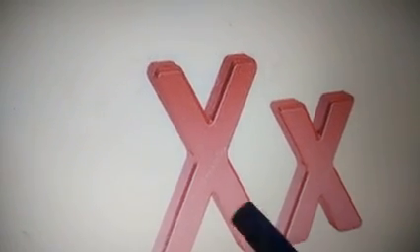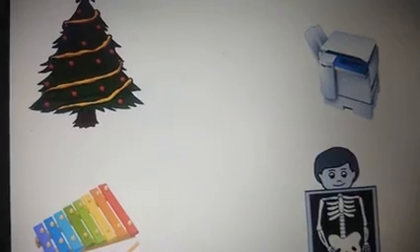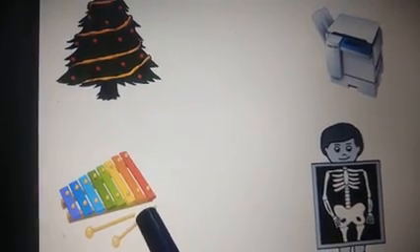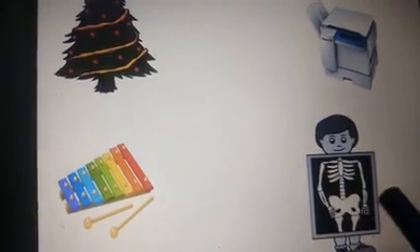Our next letter is letter X. Letter X. This is capital X and this is small x. And X for Xmas tree, X for Xerox, X for xylophone and X for X-ray.